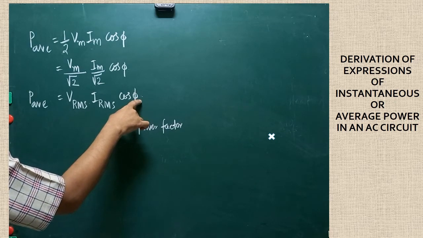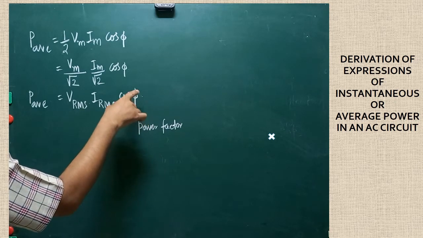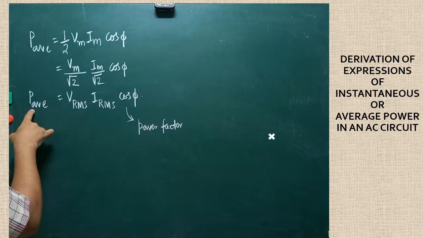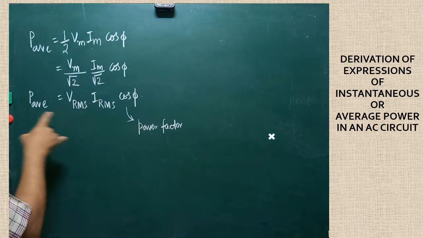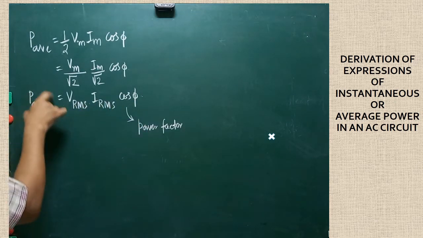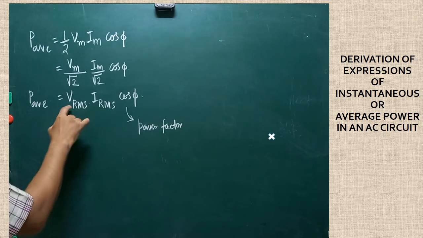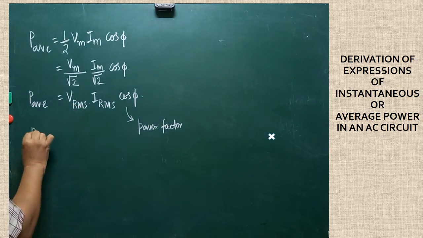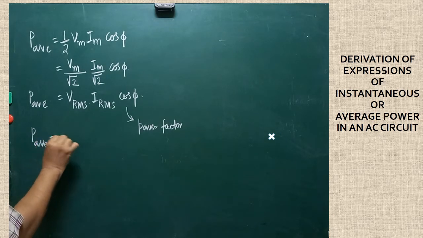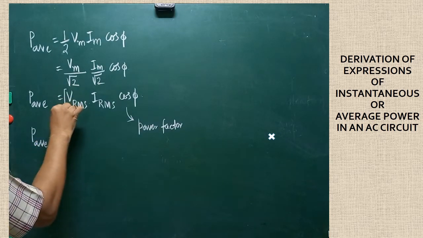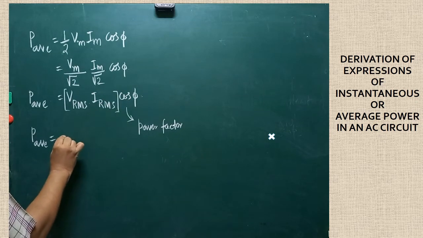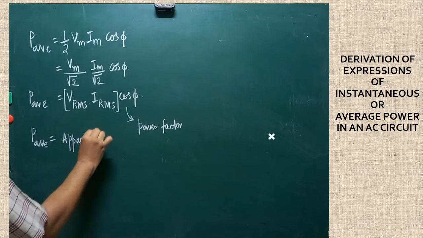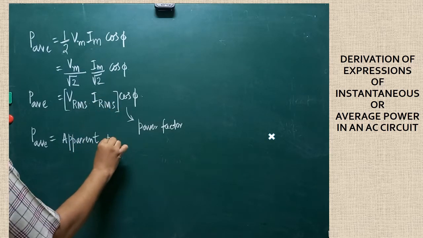We have to substitute the value of phi. According to the value of phi, the cos phi value will change. Finally, depending on the cos phi value, the power factor, you will get the P average value. Here, this expression is called apparent power. Therefore, in the next expression, we can write P average is equal to, the whole expression can be replaced by the formula apparent power. Make a note. This expression can be called apparent power.